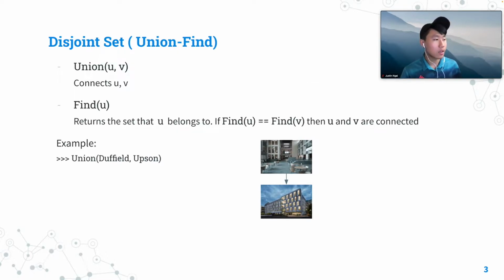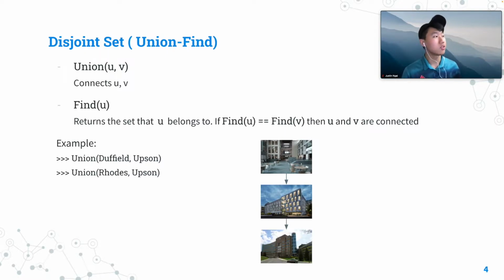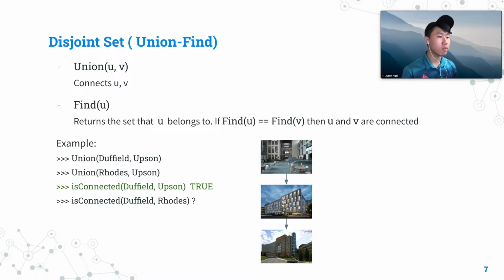Say here we have Duffield, here we have Upson, and we know we can walk from Duffield to Upson. So let's connect them using union. And then we have Rhodes and we have Upson, and we know we can also walk from Upson to Rhodes, so we connect them. And now we ask the question, is Duffield connected to Upson? And the answer is yes, right? Because first of all, we connected them directly up here, but we also know that we can walk from Duffield to Upson.